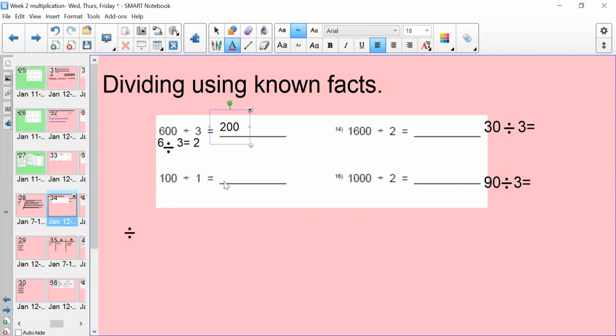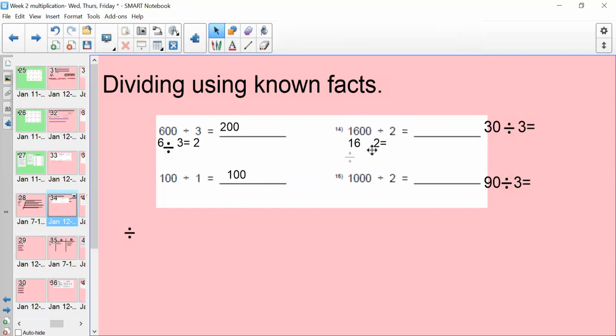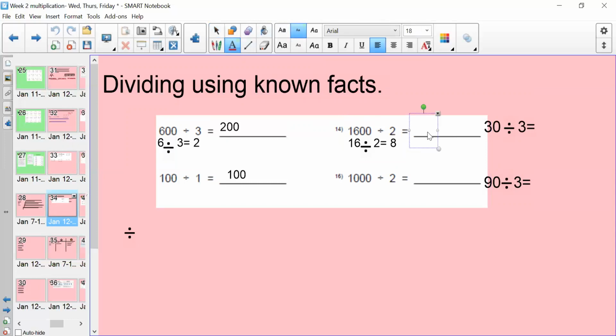Okay, then this one, 100 divided by 1, we could say 1 divided by 1 is 1. Therefore, 100 divided by 1 is 100. Okay, this one, 1,600 divided by 2. A known fact we can use for this one is 16 divided by 2. If we count it up in 2s to 16 or use our multiplication, we know that 16 divided by 2 is 8. Therefore, the answer will be 800.